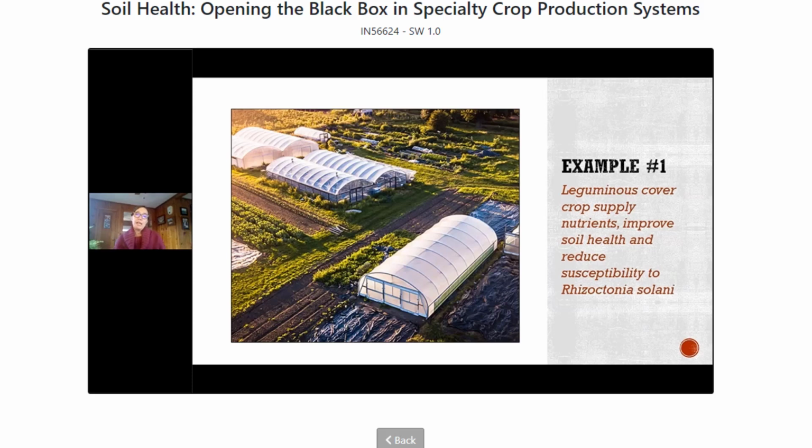As a couple of examples of that, I'm going to give you two examples of research projects that we've done. One of those is a study that we did a little while ago, but we've followed it up with some additional studies that I think you'll find interesting. This first one is looking at leguminous cover crops in high tunnel production systems.